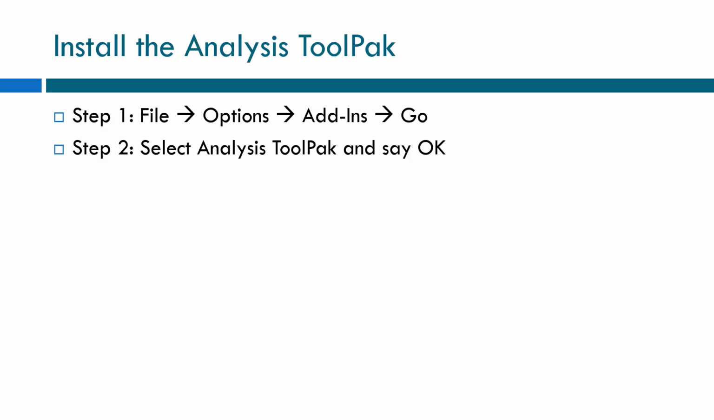One of the first things you're going to need to do before we can do any regression in Excel is to install the Analysis Toolpack. To do that, go to File, go to Options, click on Add-ins, and go to Go. Choose the Analysis Toolpack, and then say OK.